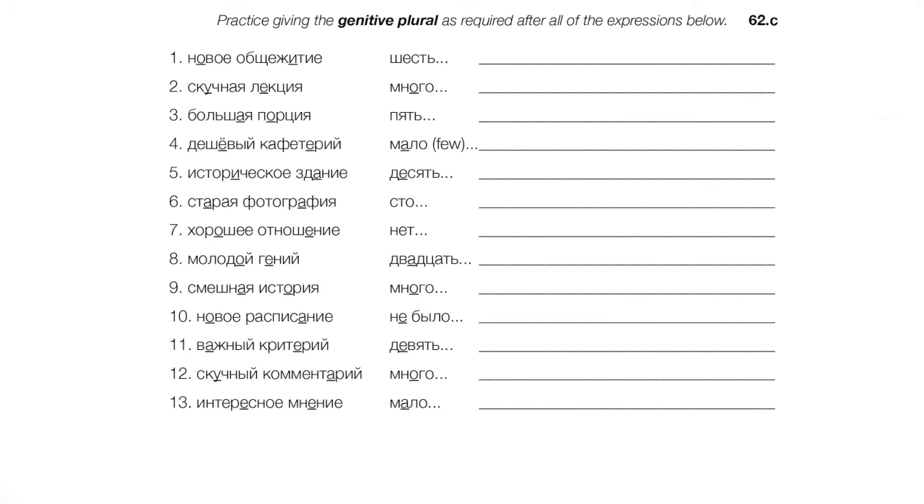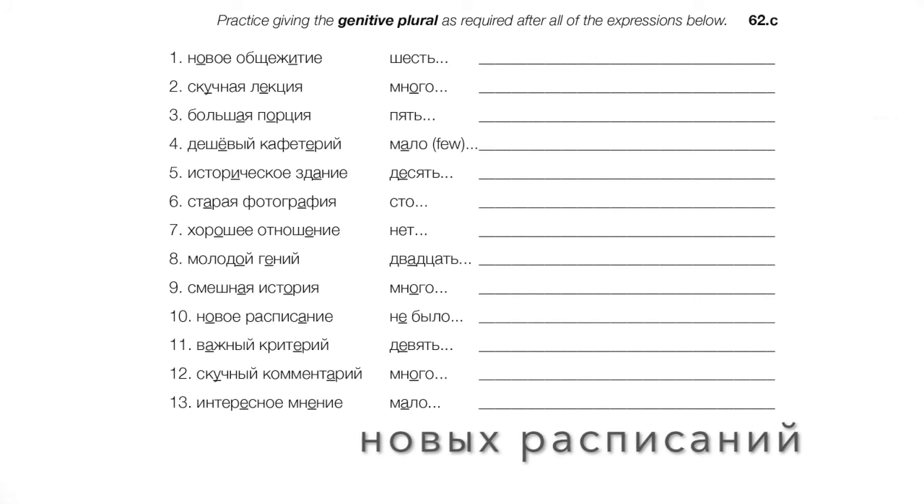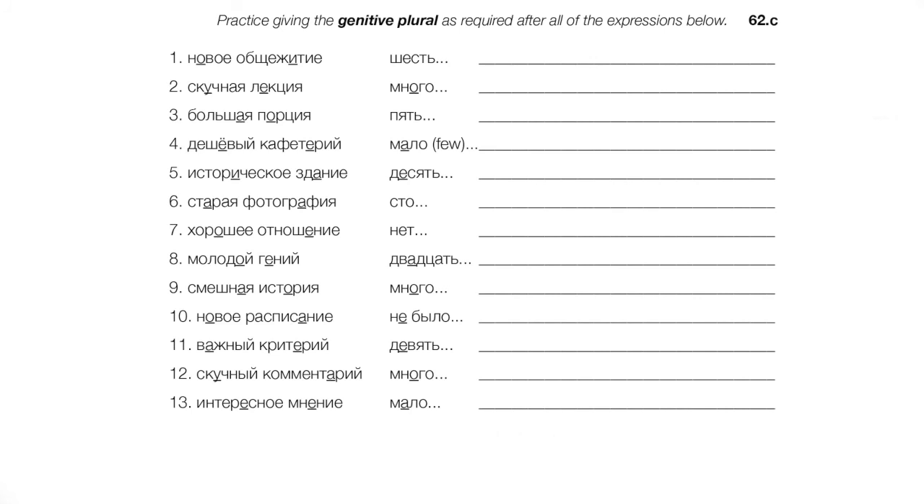10, there were no good schedules. Okay, so past tense, non-existence statement. Не было новых расписаний. There were no new schedules.